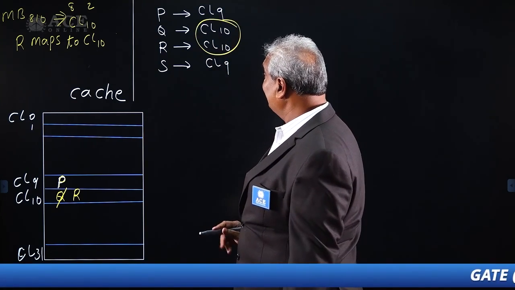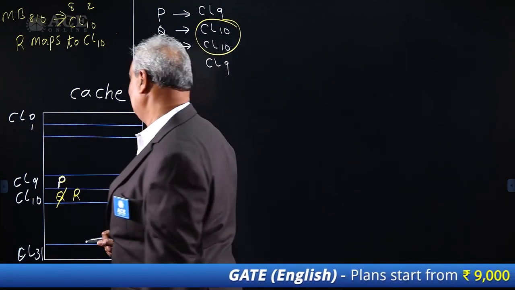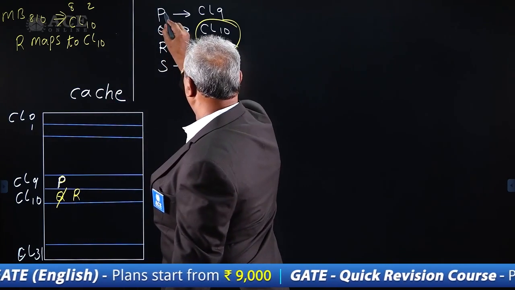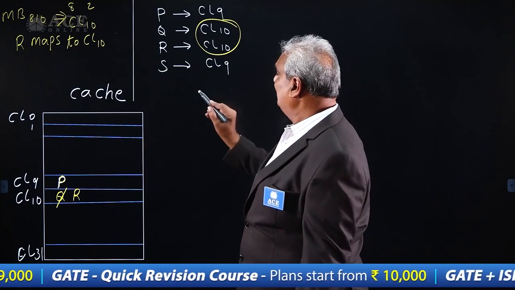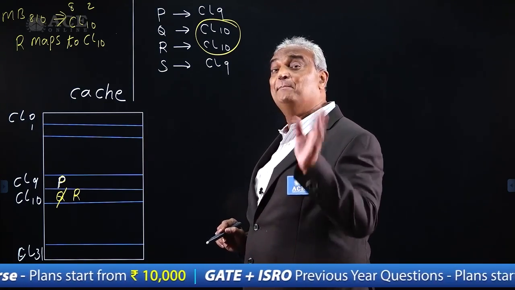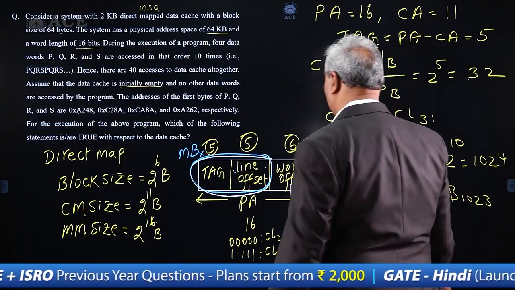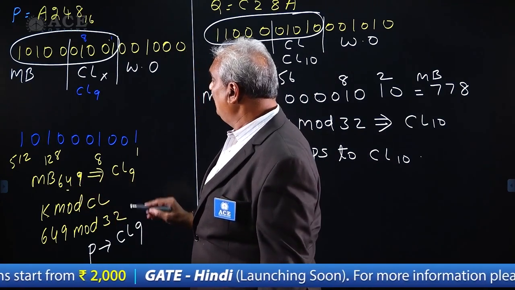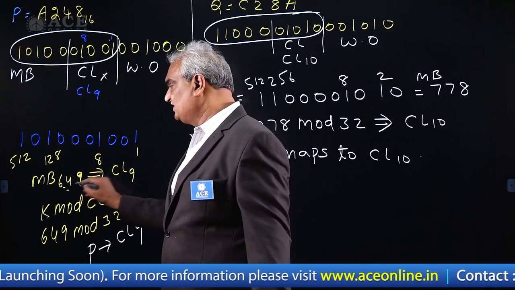Next, S maps to CL9. Here P and S words are available in the same main memory block. That main memory block number is nothing but 649. Means P is available in main memory block number 649.